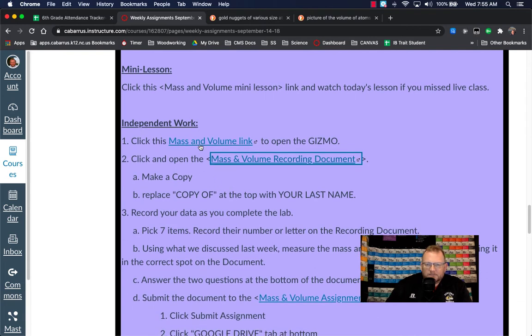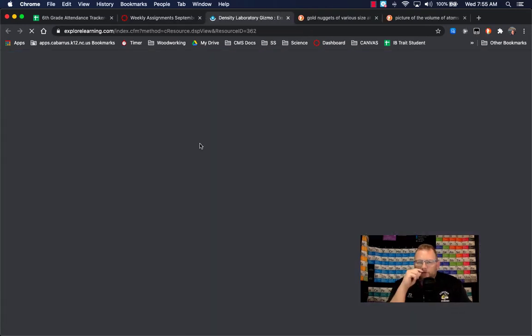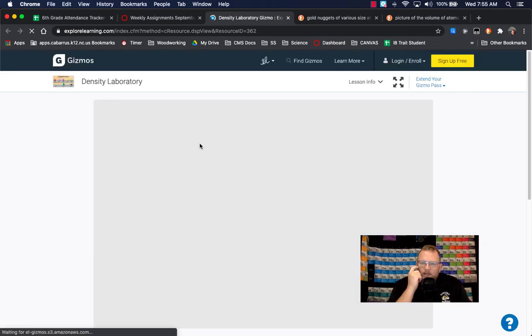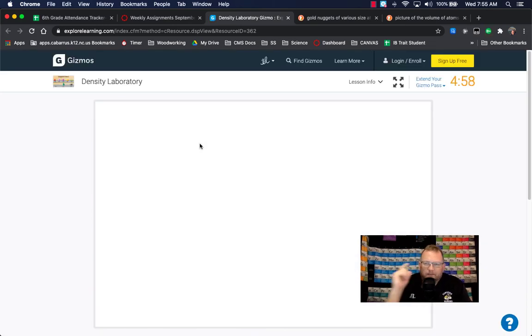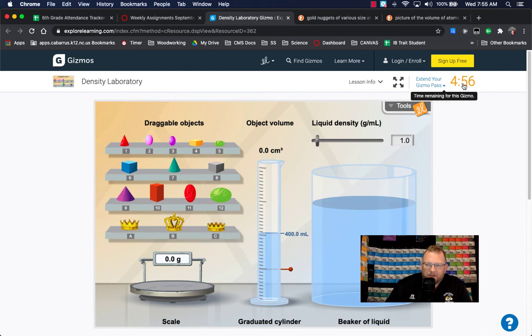Now, you're going to click this mass and volume link, and when you do, it's going to open this density lab, and you notice that there's a 5-minute timer up here at the top. So you've got 5 minutes to be able to play with this. So you want to make sure that you don't open this until you're ready to start using it, because once that 5 minutes is up, it's gone and you're not going to be able to use it.